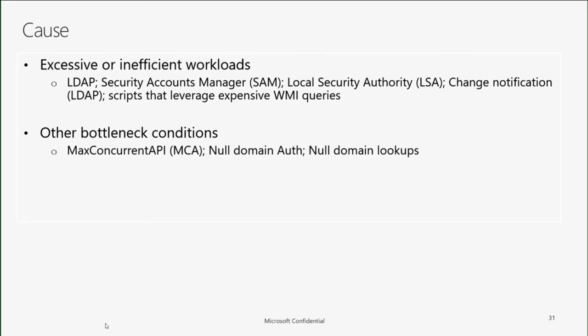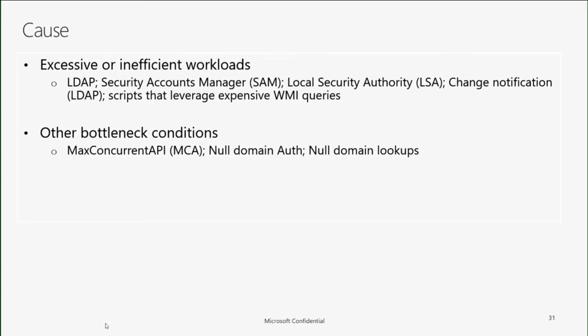And then there are some other common causes. Scripts that leverage expensive WMI queries, or SAM enumeration, such as SAM enum users in domain, are just expensive for a DC to do. Change notification for LDAP, we typically see that in really large Exchange deployments, so we're talking about hundreds or thousands of Exchange servers. MaxConcurrentApi, you guys have probably heard of before, yes? No? Yes. So just an authentication bottleneck.